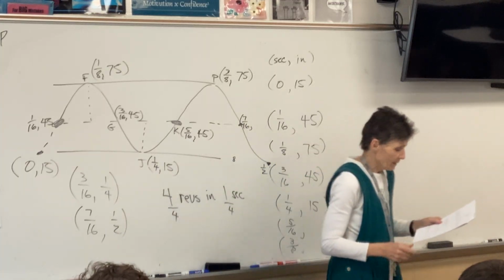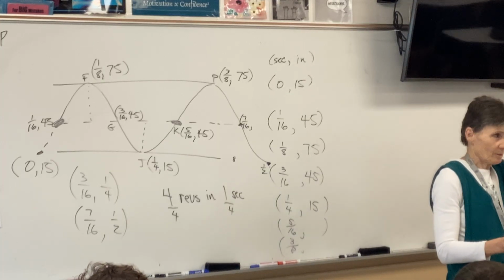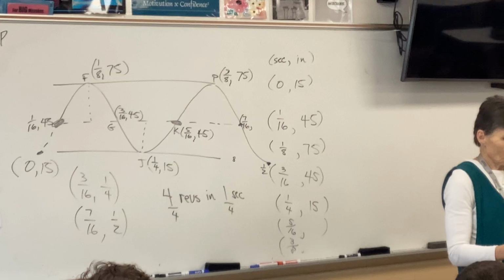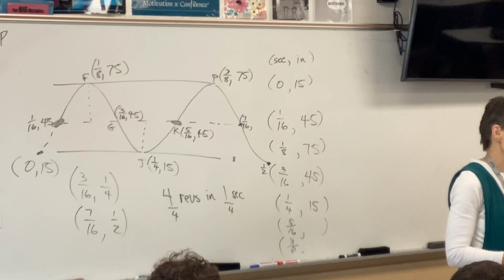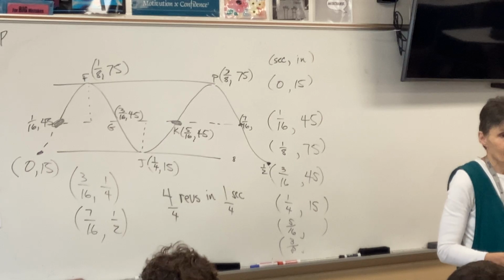Number 4. I don't know anything about my angle except it's in quadrant 2. There's only one quadrant 2 angle in that list, you guys. Which one is it? 5 pi over 6. Right.